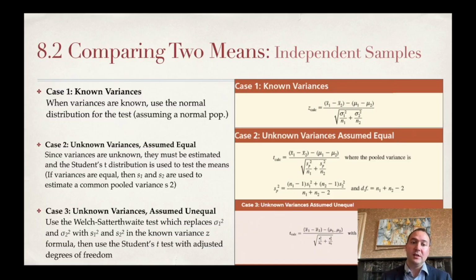So let's look at case 3. Case 3 means we do not know the variance and we assume the variance is unequal. Why? Because we have no information to tell us that they are equal. So in most instances, we should use case 3 because it makes the fewest assumptions about the population and the samples that we're using.